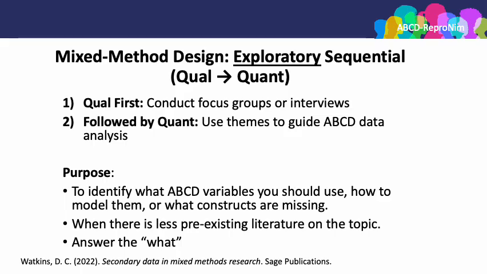This can look like using themes that you identify in your qualitative study to guide the selection of variables in the ABCD study analysis that you're going to conduct. The purpose of using the exploratory sequential design is usually to discover variables that should be selected based on the importance to participants, based on the saliency to participants, based on that first-hand lived experience responses of what they think is either a problem or a solution to their particular health area that you're asking them about.